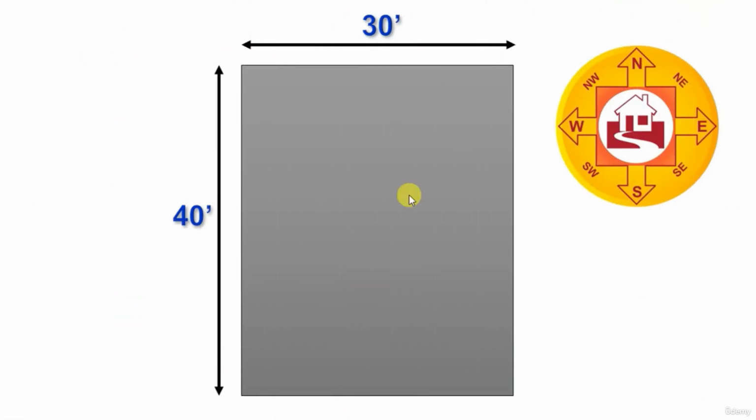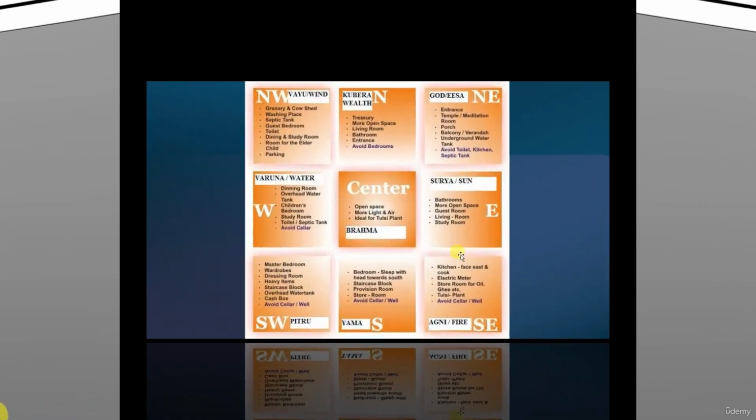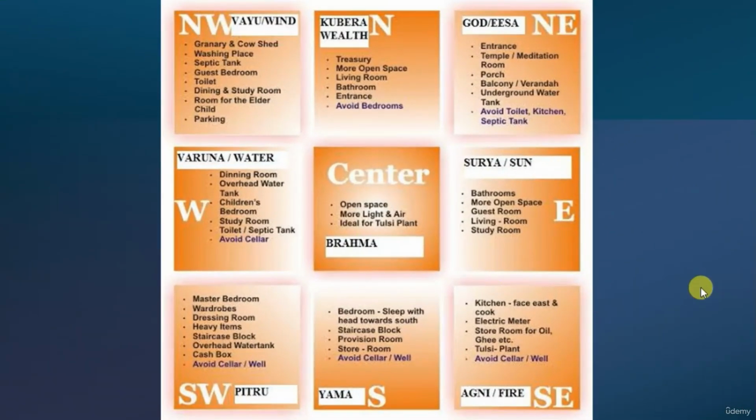If you take any site, for example, I have taken here a 30 by 40 site. If you look at the directions, this is your north, east, west and south. According to these directions you have to make the plan, and arrange the locations of the rooms. As per this direction, this is your northeast corner, southeast corner, northwest corner and southwest corner. Here we have the locations of rooms as per Vaastu Sastra.